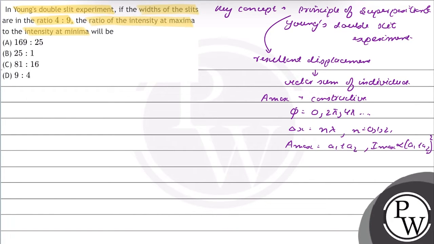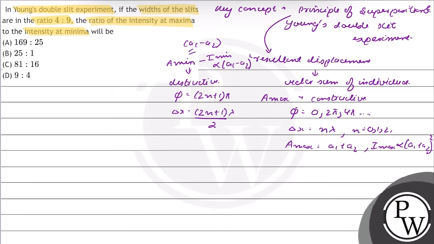For a minimum, जो कि होगा destructive interference में, phi is equal to (2n plus 1) pi. Path difference is equal to (2n plus 1) by 2 lambda, and amplitude minimum is equal to A1 minus A2, and intensity minimum is proportional to (A1 minus A2) whole square.